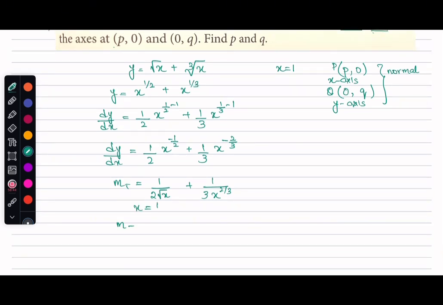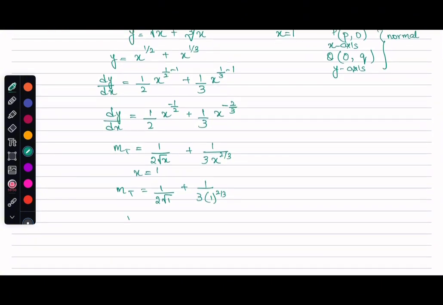then I shall be getting the gradient of the tangent, which shall be equal to 1 by 2 square root of 1 plus 1 by 3 times 1 to the power 2 by 3, which remains a 1. Or further, I can say the gradient of the tangent shall be equal to 3 plus 2 divided by 6, or the gradient of the tangent is 5 by 6.